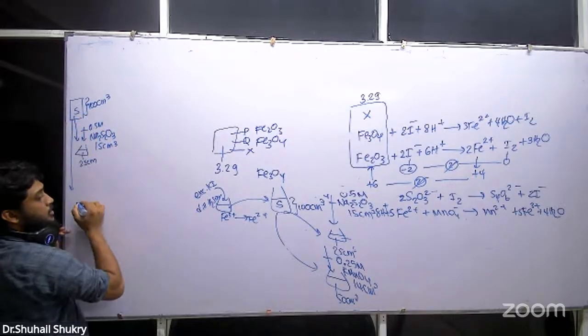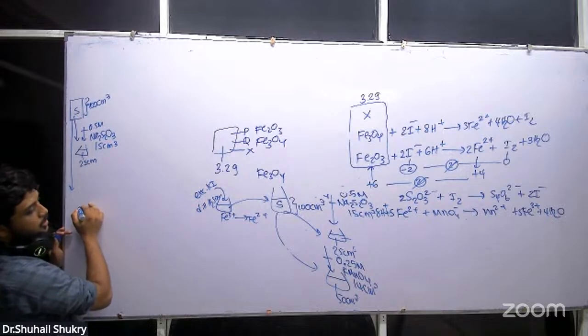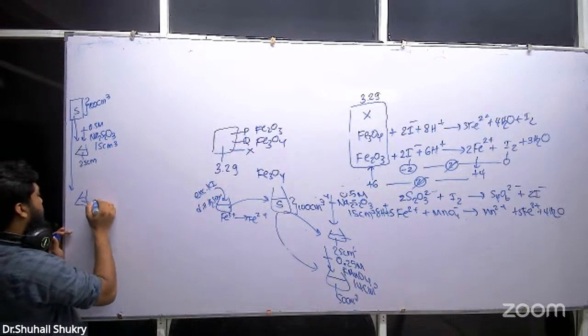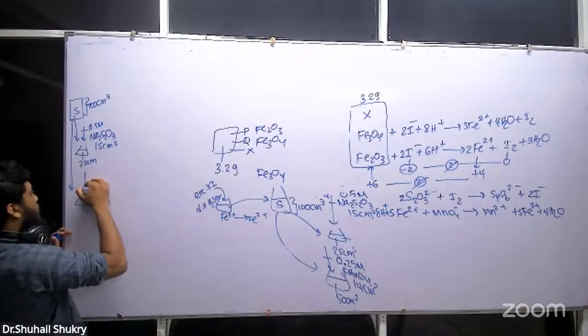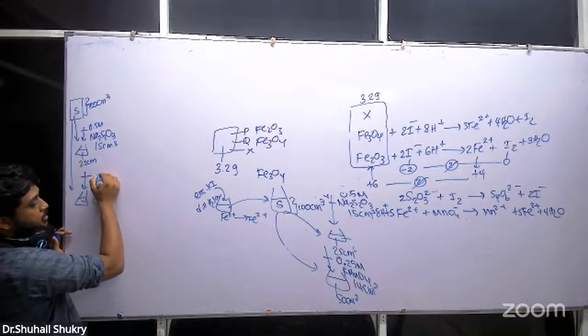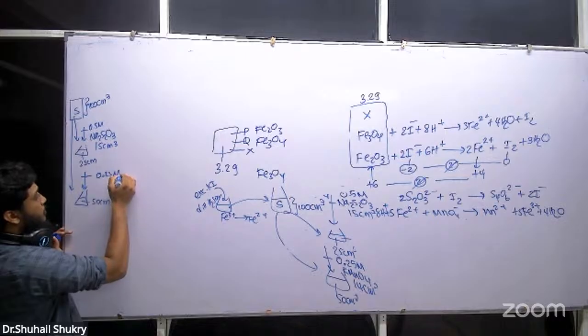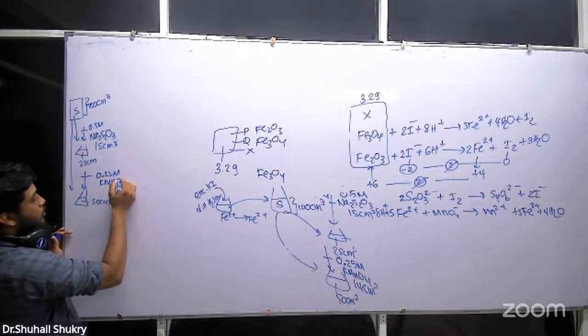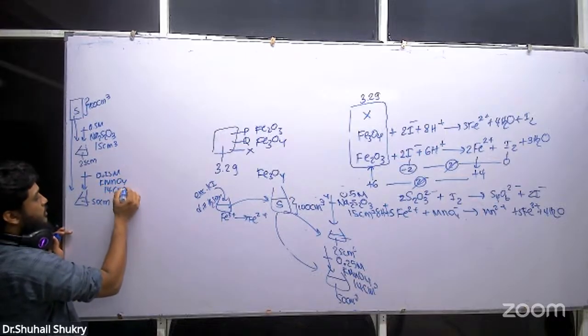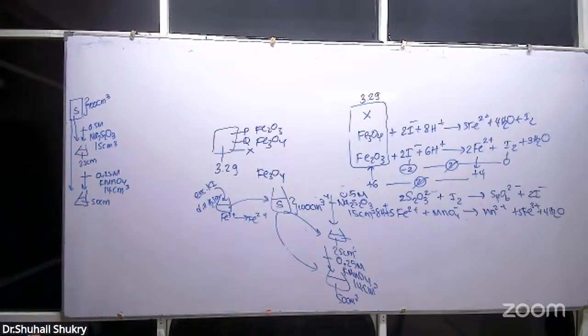Another sample, 50 centimeter cube, was titrated with 0.25 M KMnO4, which consumed 14 centimeter cube. Is it clear?